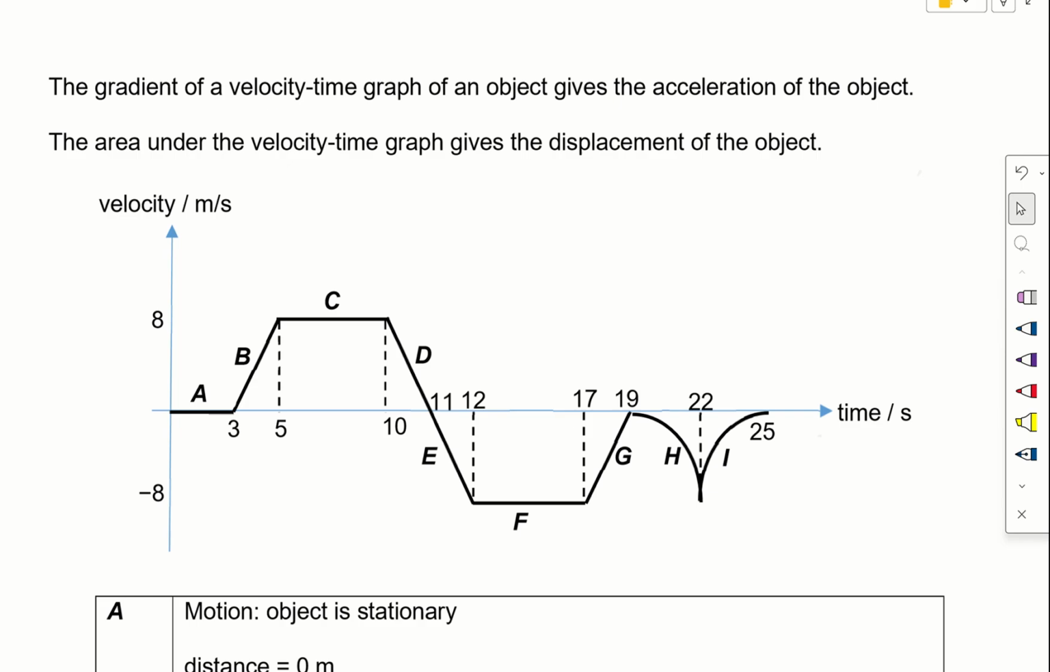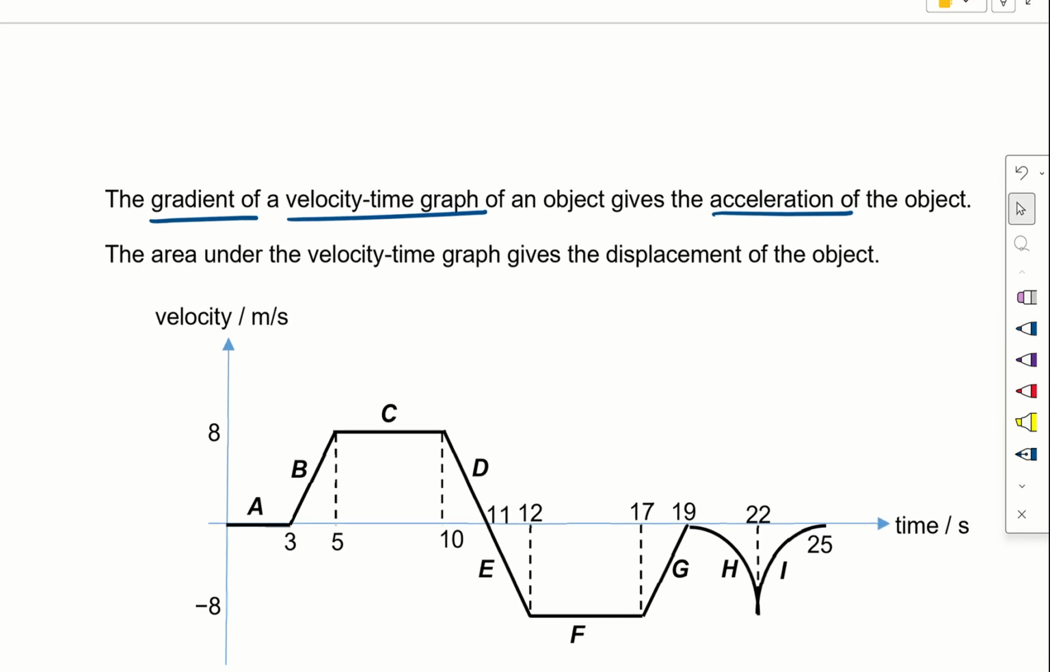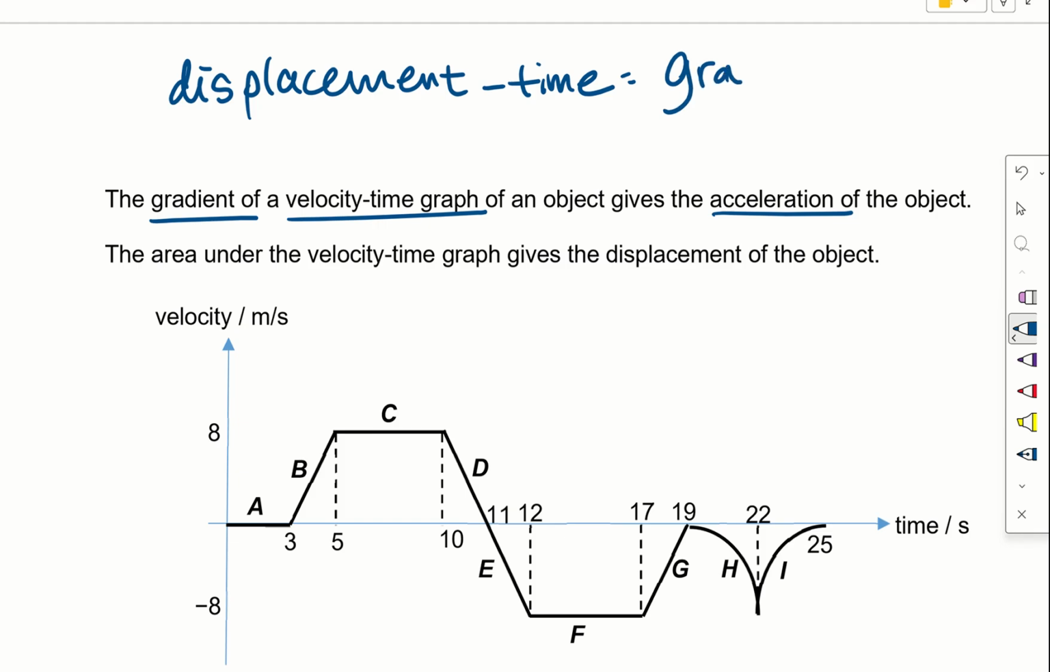Okay, so in this part, these two are the important concepts. The gradient of a velocity time graph gives the acceleration. That means the gradient represents acceleration in a velocity time graph. Can you recall for the displacement time graph? Displacement versus time, the gradient actually represents velocity. But for a velocity time graph, the gradient represents acceleration, and this is a very important concept.